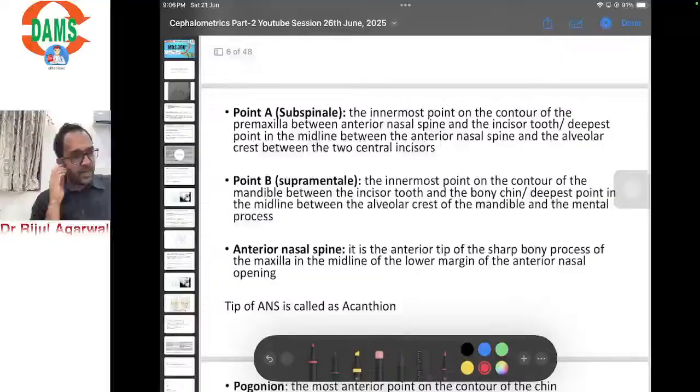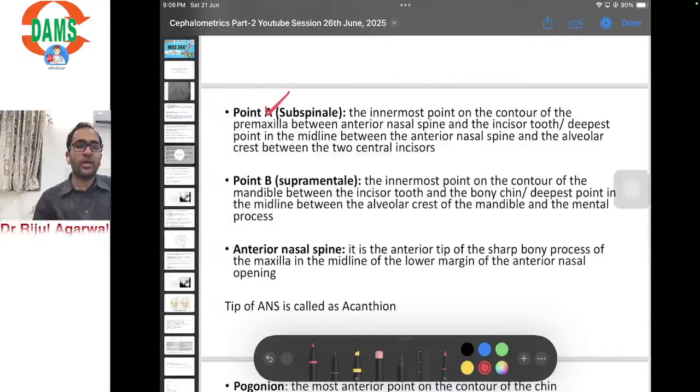As I highlighted last time also, point A and point B have other names: the other name of point A is subspinale and point B is supramentale. Supramentale is above the mentalis point and subspinale is below the anterior nasal spine, hence the names. Point A is the deepest curve point or the innermost point on the contour of the premaxilla between the anterior nasal spine and the incisor tooth.